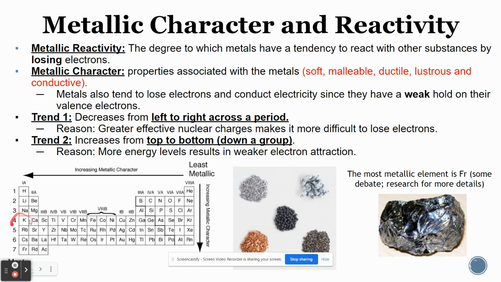But if you're more on the left side, your effective nuclear charge is smaller, and you can give up the electrons more easily and therefore act like a metal, which is giving away electrons and being conductive as a result of that as well. Towards the bottom, why are you more metallic?